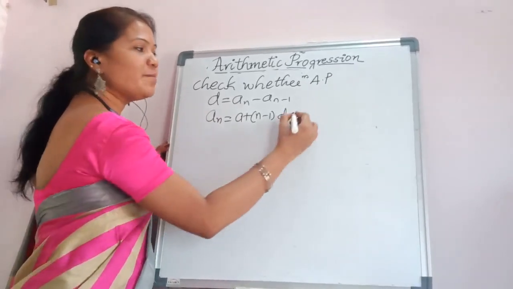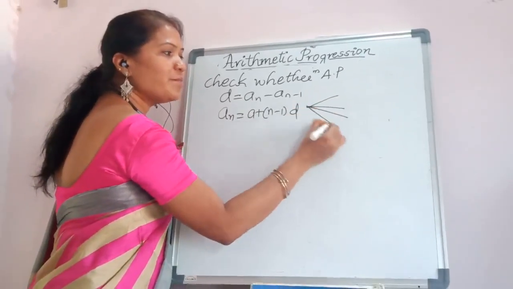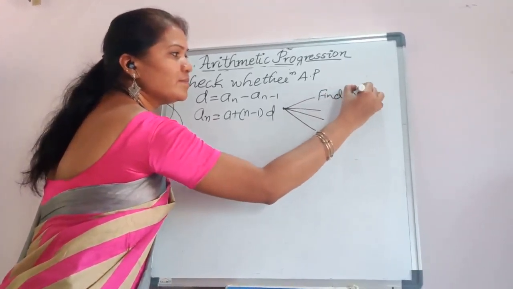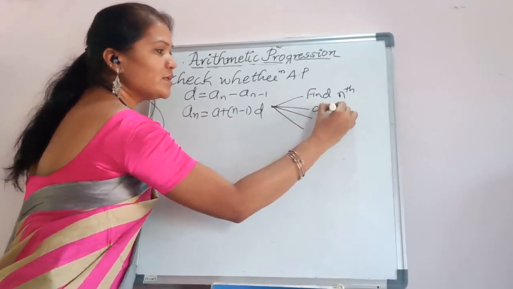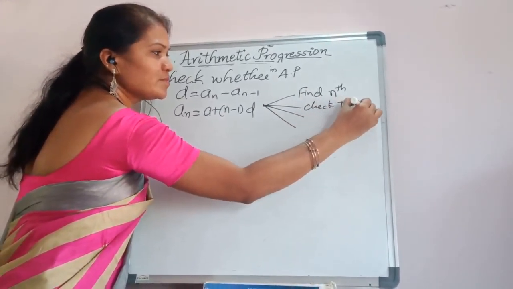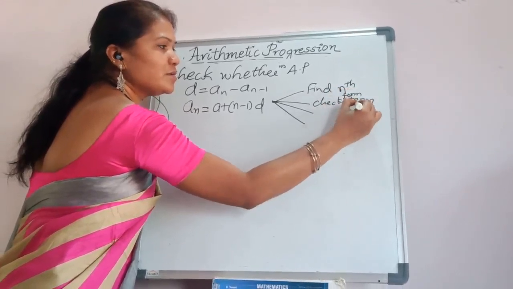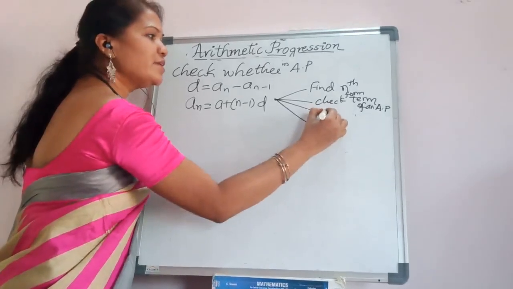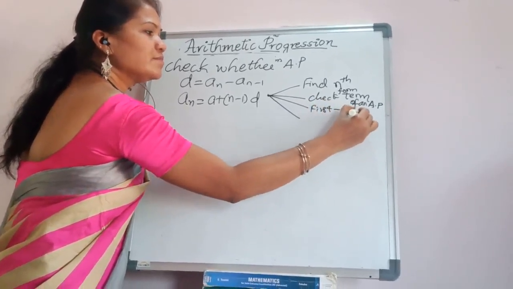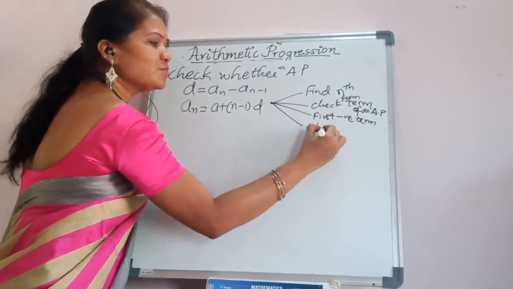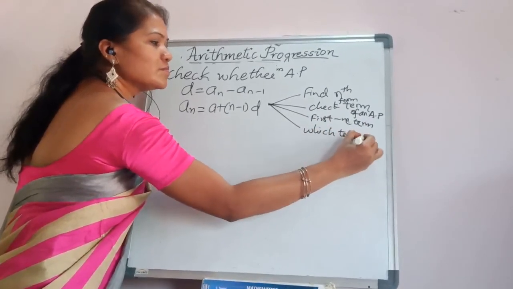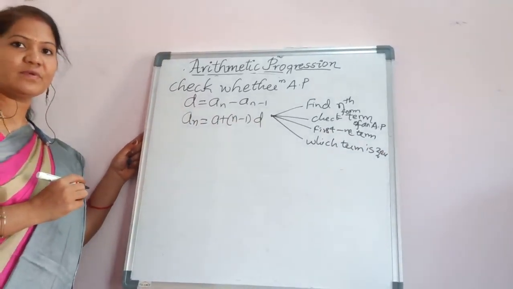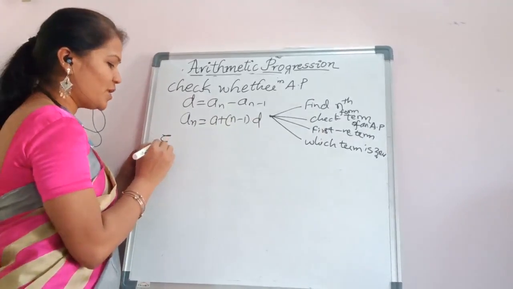And where can an be applicable, where can it be used? To find the nth term, checking whether a term forms a term of an AP or not, the first negative term, which term is 0. For these cases we will find an. Right? So, let us take one small example.